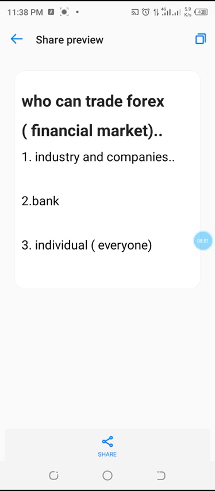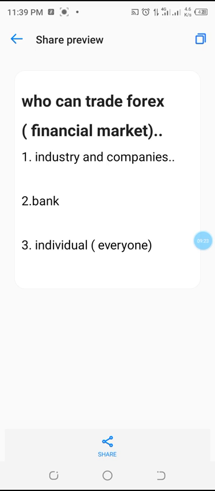So this is forex trading. They exchange their own commodities in order to get the commodity from the other people, from the other industry, from the other company. So industries, companies, institutional places, they also trade forex. In order to get the value of the other company, this company has to give their own commodity for exchange.